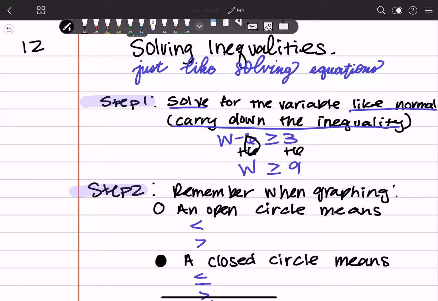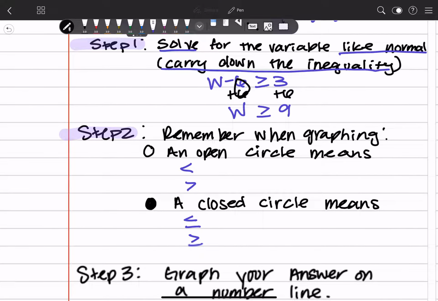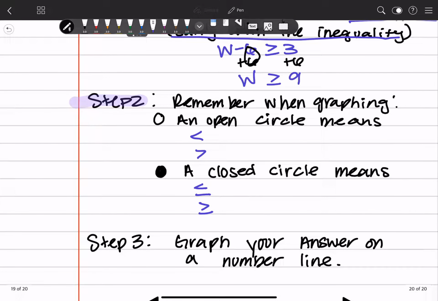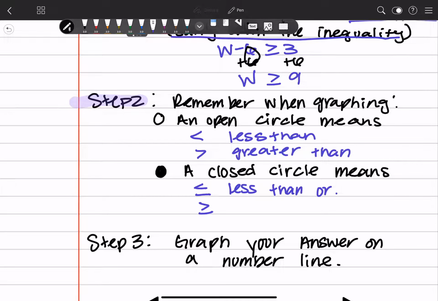All right, and then I'm going to ask you to graph this on a number line. By the way, you've already solved it. This right here, that is your answer in this case. Now, I want you to remember that when you are graphing, okay, a less than symbol and a greater than symbol both have open circles. All right? A closed circle means that it's going to be less than or equal to. And we're also going to use it for greater than or equal to.